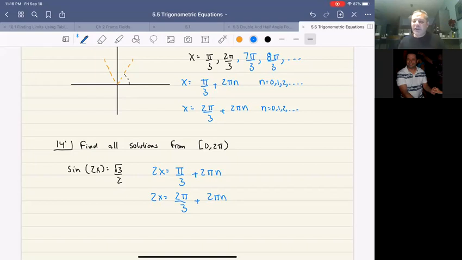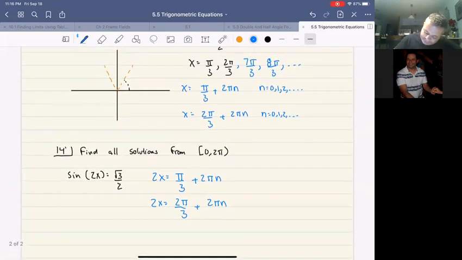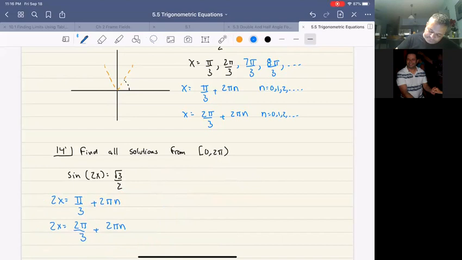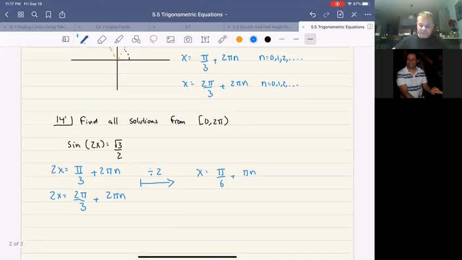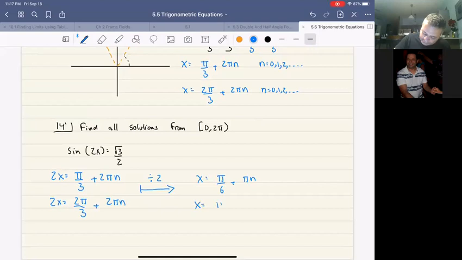Now, I'm going to divide everything by 2. Dividing everything by 2, I'm going to get x equals pi over 6 plus pi n, and x equals 2 pi over 6 plus pi n.